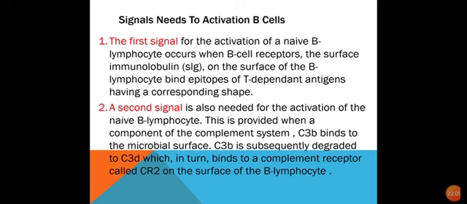Signals needed for activation of B cells. The first signal for the activation of naive B lymphocytes occurs when B cell receptors, the surface immunoglobulin on the surface of the B lymphocytes, bind epitopes of T-dependent antigens having a corresponding shape. A second signal is also needed for the activation of the naive B lymphocyte. This is provided when a component of the complement system, C3b, binds to the microbial surface. C3b is subsequently degraded into C3d, which in turn binds to the complement receptor called CR2 on the cell surface of the B lymphocyte.